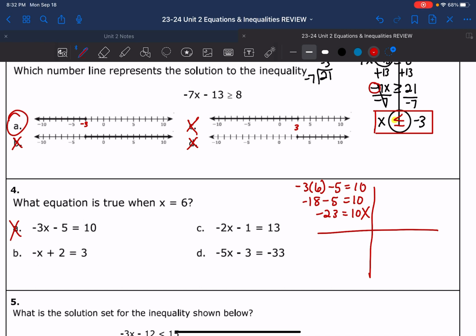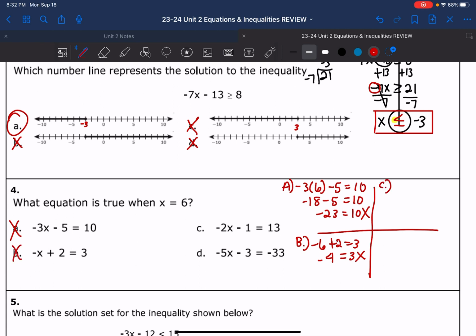Okay, let's go to the next question. We have B, by the way, this one was A. Let's do B. B was negative 6 plus 2 is equal to 3. So here we have negative 6 and positive 2. They are different signs, so we're going to subtract and keep the sign of the larger number. So 6 minus 2, that would be 4. 6 is the bigger number. We keep it negative. That also does not equal each other, so B is not correct.